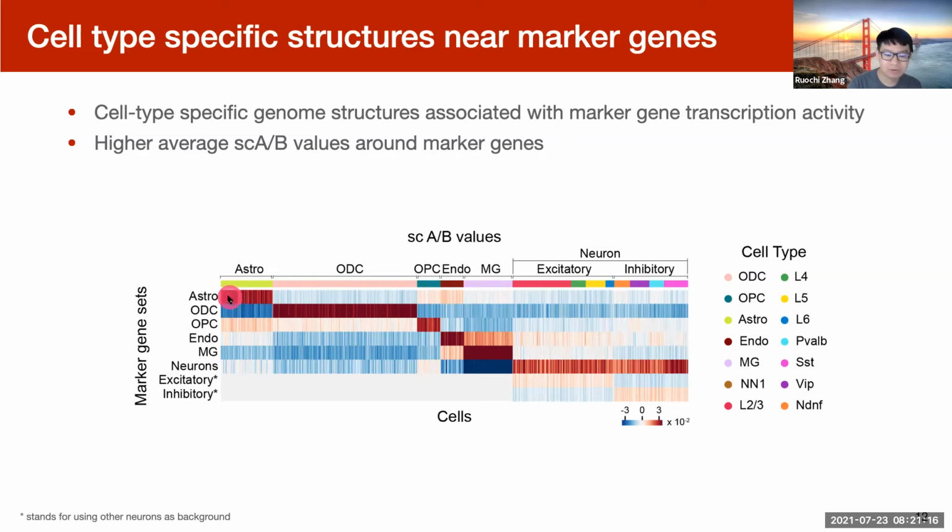The heat map here visualizes the result, where each row corresponds to a set of marker genes and each column corresponds to a single cell. We observe a positive correlation between the marker genes for a cell type and the cell type-specific single-cell AB compartments. For instance, the astrocytes here would have the highest average single-cell AB values around the marker genes for astrocytes. The same applies for other major neuron and non-neuron cell types.